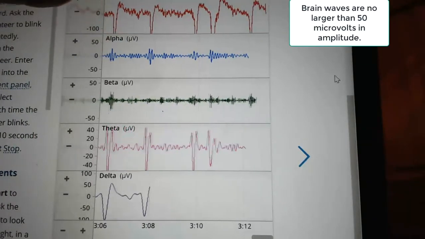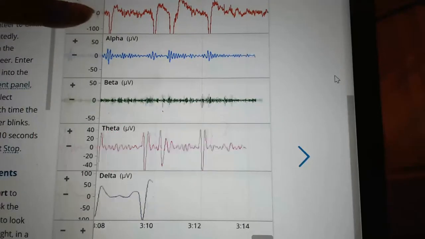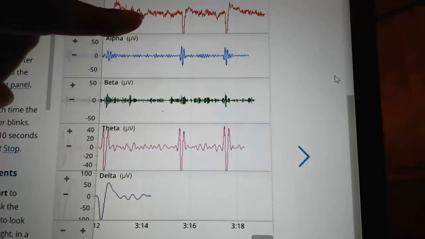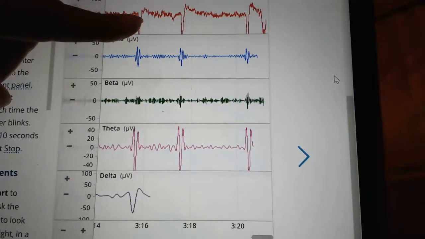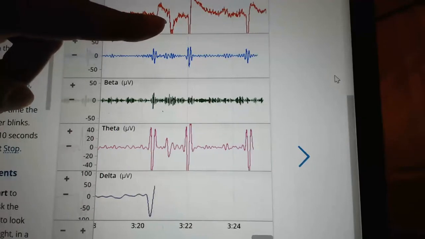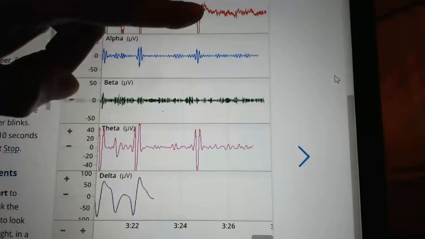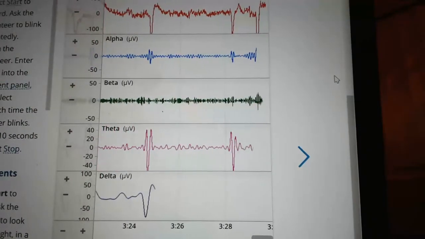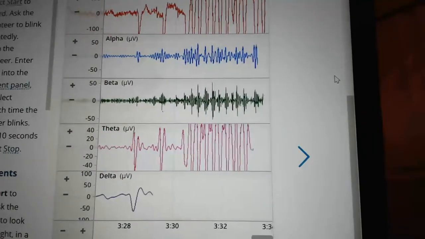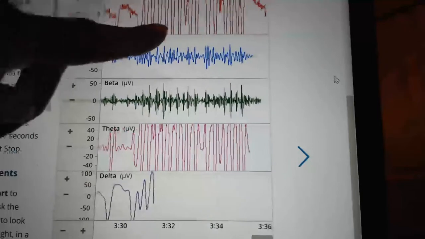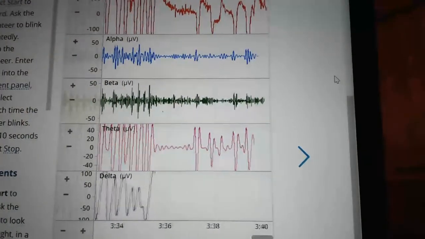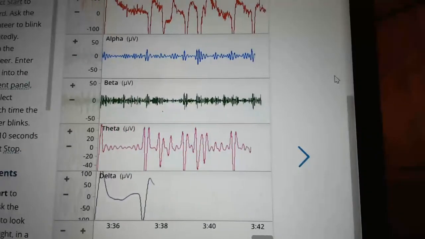And so if we look here on our y-axis, that's going plus or minus 100. These areas in here are EEG, but these large lines that we see here are not. I'm going to blink. Look what that does. That's an artifact. That's not brainwave activity. That's the activity of the muscles involved in creating the blink.